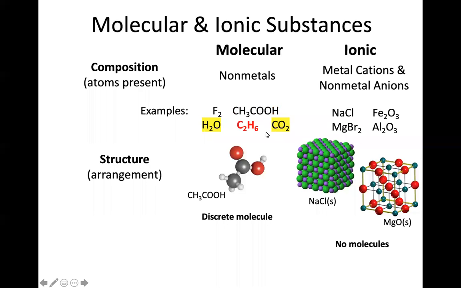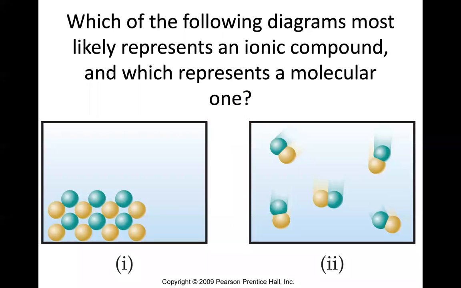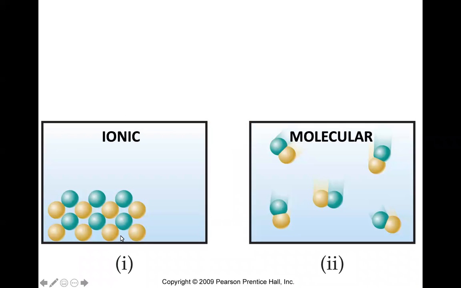C2H6, that's an example of an organic molecule that has a different naming approach. Let me show you what I mean within that. Now, last time when we were looking at the structural comparisons, I thought people did a really good job of saying this was an ionic compound and this one was molecular. We had an example of an ionic solid and a molecular gas.